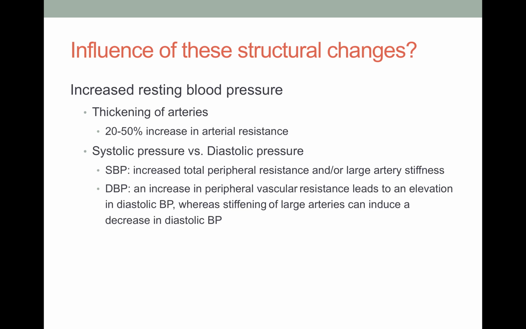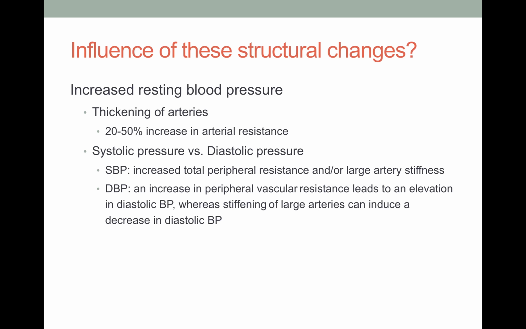So with systolic blood pressure, this is really seen with increased total peripheral resistance and or large arterial stiffness, excuse me. So if somebody has elevated systolic blood pressure at rest, it's due to one or both of these mechanisms. So total peripheral resistance, really referring to some of the arteries outside of the central system here, or it could be due to large arterial stiffness, so the aorta especially, and then also some of the coronary arteries that are quite large, or even up towards the carotids.